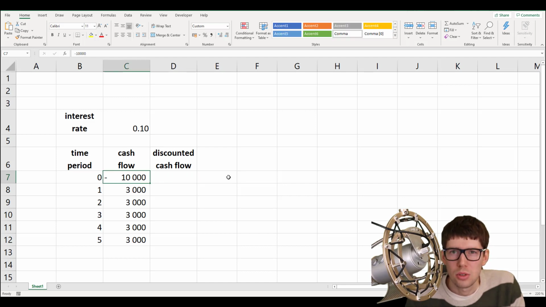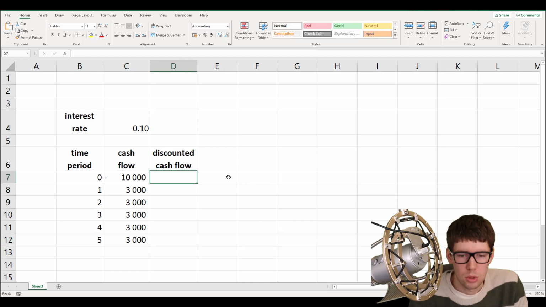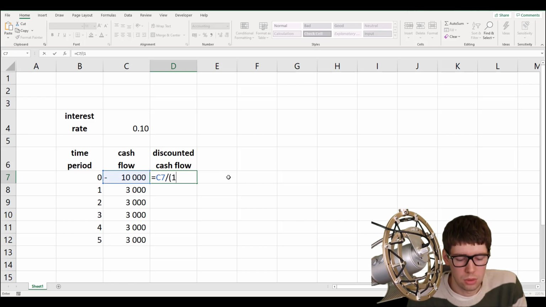We have an investment cost here of 10,000, and we have 5 years, or 5 time periods, with a positive cash flow of 3,000 annually. Let's try to implement this, and we can start by doing this manually. We're going to say equal to the cash flow divided by 1 plus the interest rate, which is up here. In this example, I just set it to 10%. It's important to lock this by using the F4 button, or Fn F4 if you are on a laptop. And we need to take it to the power of the time period.